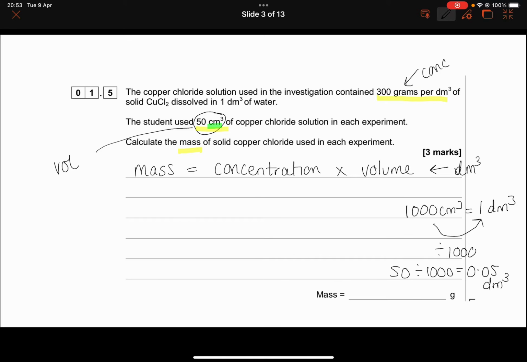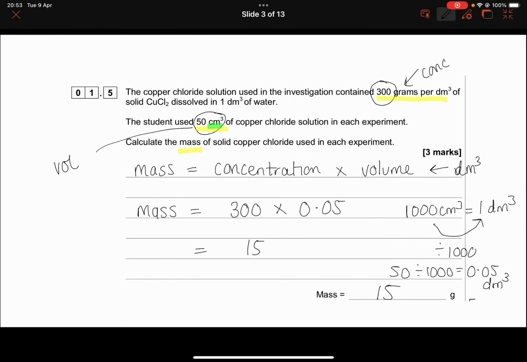So I'm then going to substitute the numbers into the equation now that I've got them both. So mass is concentration, which is 300, which I've got from this number here, times the volume. Remember, I'm not going to use 50 because that's in centimetres cubed. I'm going to put 0.05 in because it's in decimetres cubed. Timesing those numbers together will give me an answer of 15 grams.